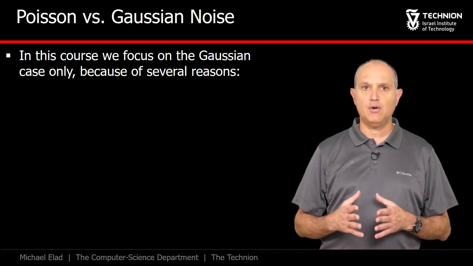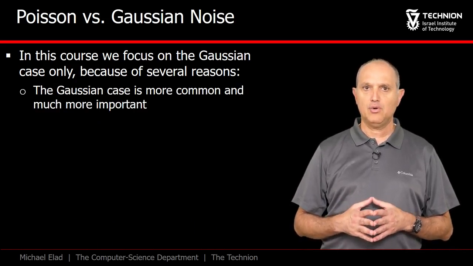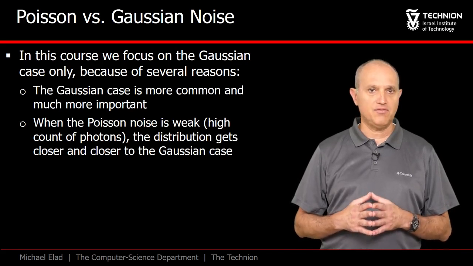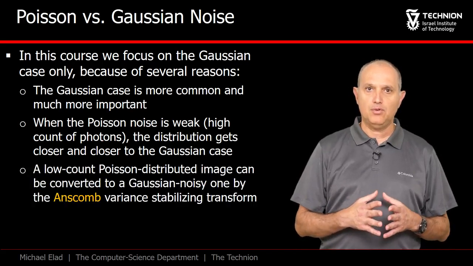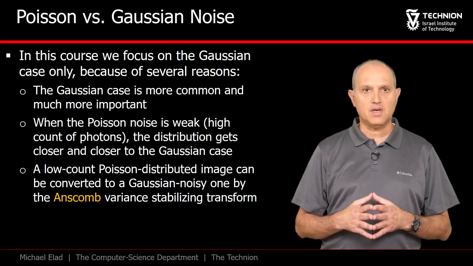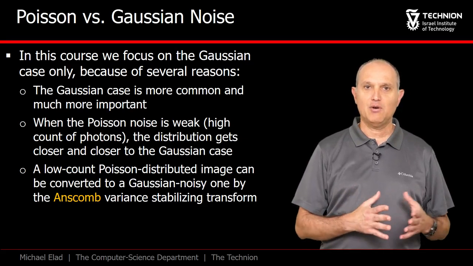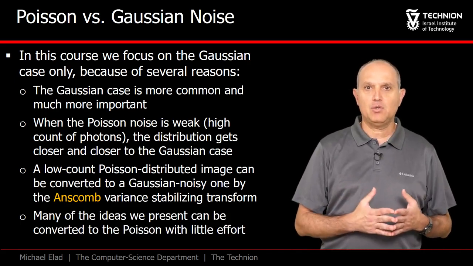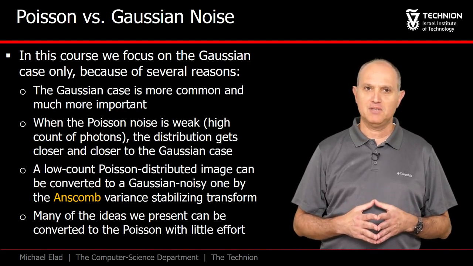Why have we preferred the Gaussian over the Poisson? Because of several key reasons. First, Gaussian noise is much more common. Secondly, when there is a Poisson noise but it is not severe, the behavior gets very close to the Gaussian case. When the Poisson noise becomes stronger, there is a beautiful trick called the Anscombe transform to turn it into an additive Gaussian one. So even in this case, we can get back to the Gaussian regime. Finally, we have to add that many of the ideas that we are about to present could be used for the Poisson case with little adjustments.